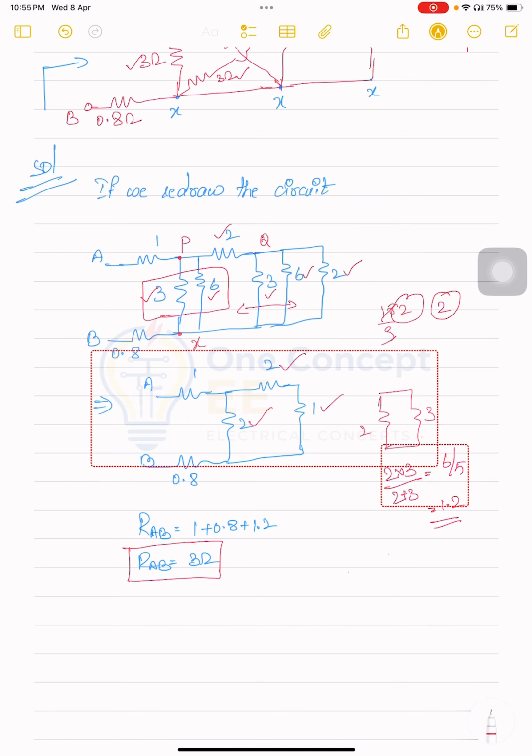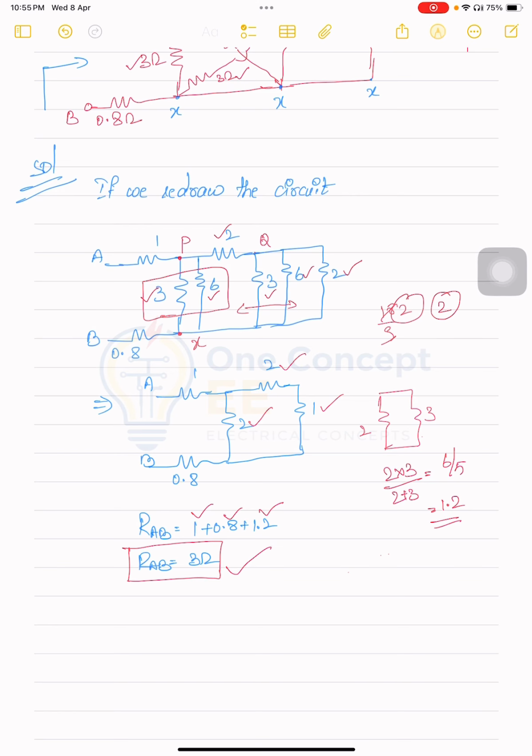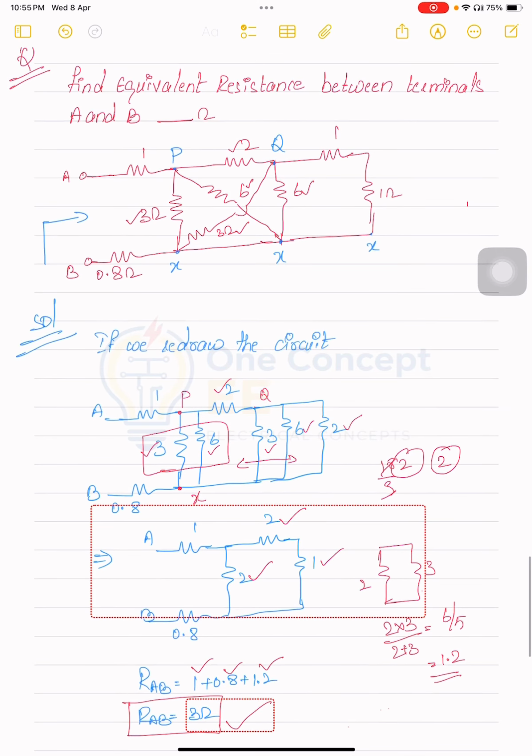Then 1.2, 1.8 is in series. By adding these three resistances, you will get an RAB of 3 ohms. Means the equivalent resistance across AB is 3 ohms.